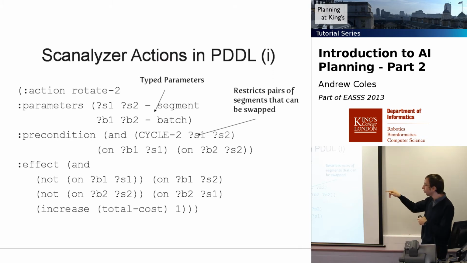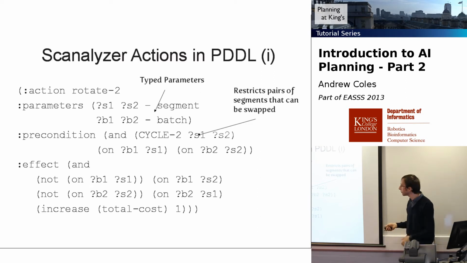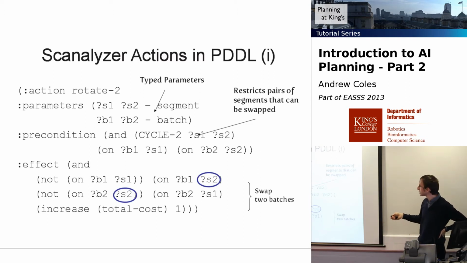So it has to be one conveyor going to the left and one going to the right. So we have to be able to swap them around. If we apply this action, essentially we do this swap. So batch 2 is no longer on segment 2, and afterwards batch 1 is on segment 2 and vice versa. So you can see we essentially swap. Batch 1 moves from segment 1 to segment 2 and vice versa.